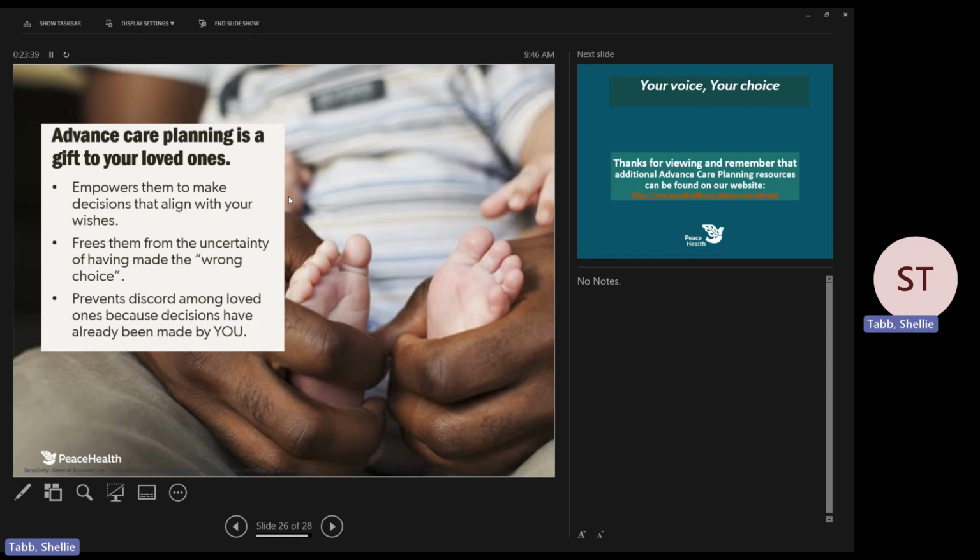But what advanced care planning does for your loved ones is it empowers them to make decisions that align with your wishes. It frees them from the uncertainty of having made the wrong choice. And it prevents discord among loved ones because decisions have already been made by you. And so those are all great reasons that all adults 18 and over should have an advance directive on file.